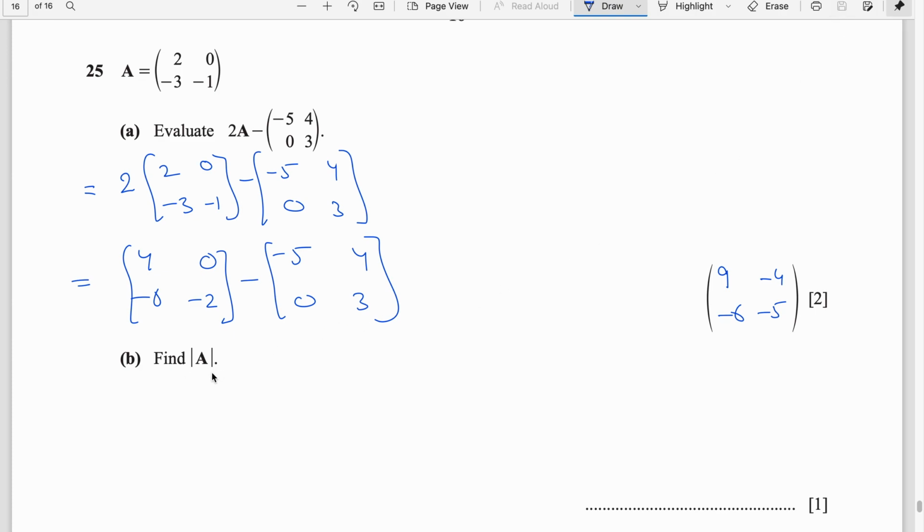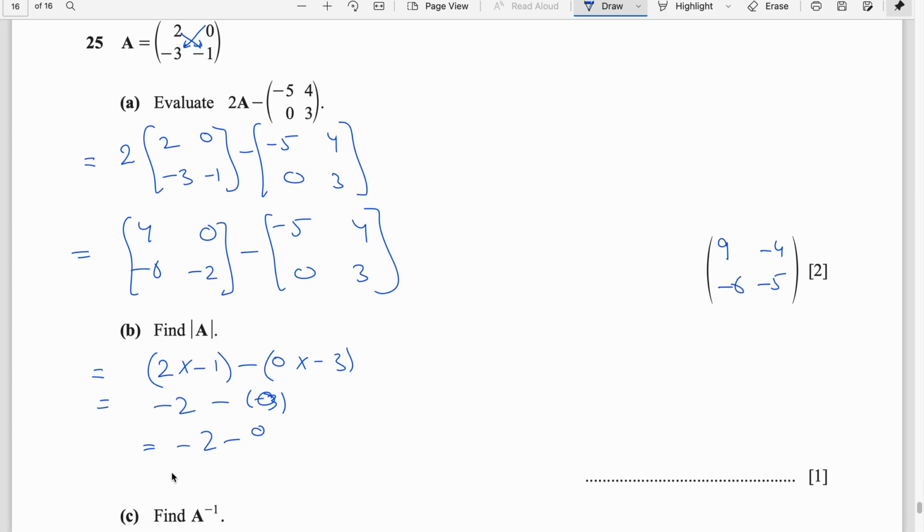Find the determinant of A. Determinant of A is this into this minus this into this. So 2 multiplied by minus 1, minus 0 into minus 3. So 2 into negative 1 is negative 2, minus 0 is 0. So minus 0, that is minus 2. So your determinant is minus 2.